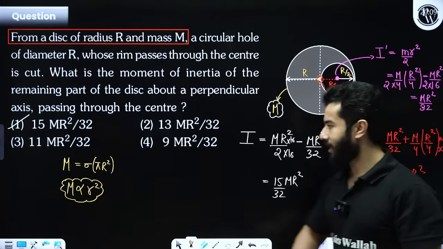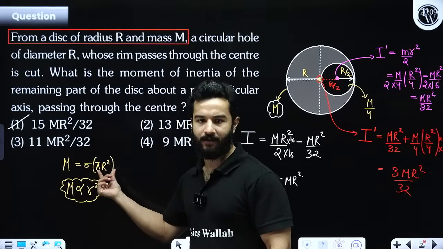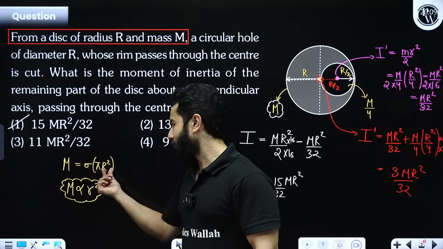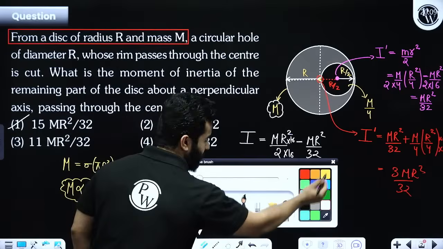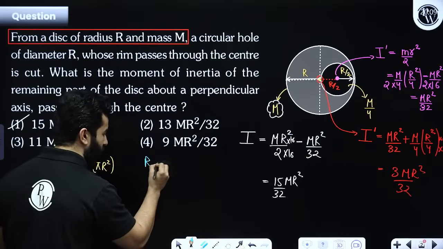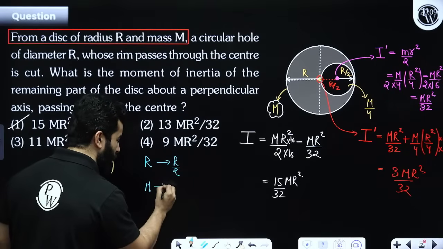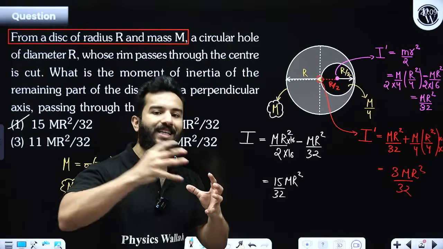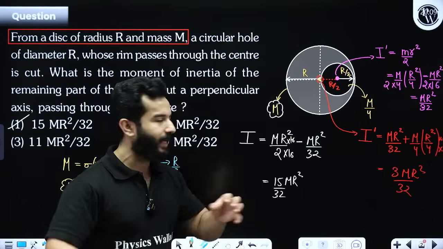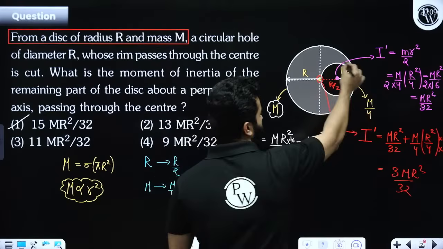So what I am saying is, please remember that mass can be written as sigma multiplied by area. That means mass is directly proportional to r square. So if you are decreasing radius from r to r by 2, your mass will go from m to m by 4. So that means mass of this cutout disk is m by 4. Right?